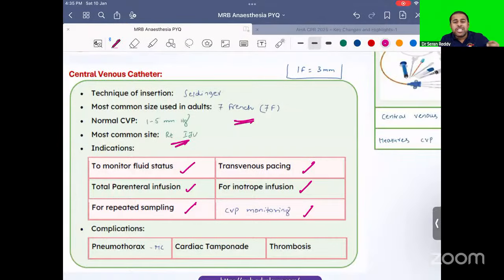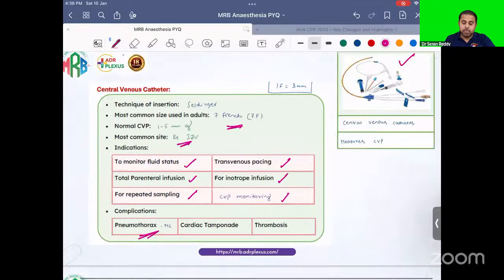What is the most common complication that can occur? Pneumothorax, particularly when we are doing it with the subclavian, where it is more common. Sometimes cardiac tamponade and thrombosis can also occur. And when you are doing it through the IJV, if you hit a carotid artery, there might be prolonged bleeding. So all these things have to be watched carefully.